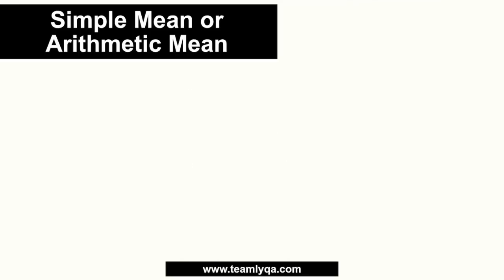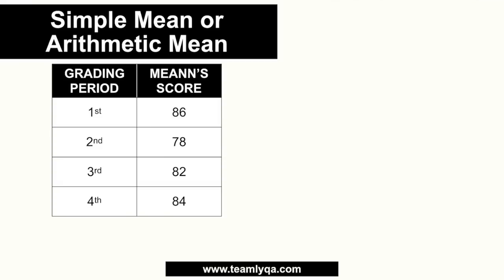So, given a data set like this, ito yung grading period niya, meron siyang first, second, third, and fourth grading. And then yung scores ni Mean, sila dyan ako lang, medyo wordplay, no? Kung nagets niya, tawa na lang. Mean scores are 86 siya for yung first grading, and then yung second grading niya ay 78. Third grading niya ay 82, and then yung fourth grading niya ay 84.